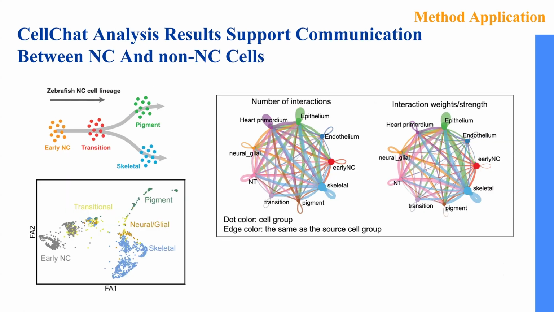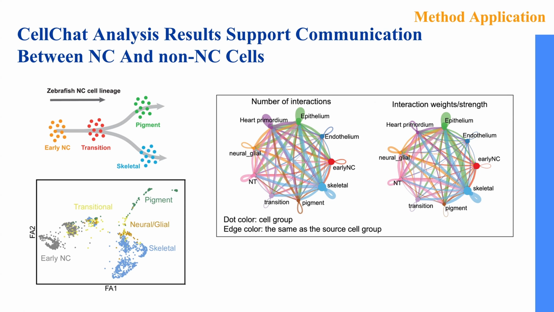By the way, this is the analysis directly from CellChat, suggesting that if we include all those cell types, CellChat can also identify the communication from epithelial to skeletal cells, and it's pretty strong. So these results also support our finding.